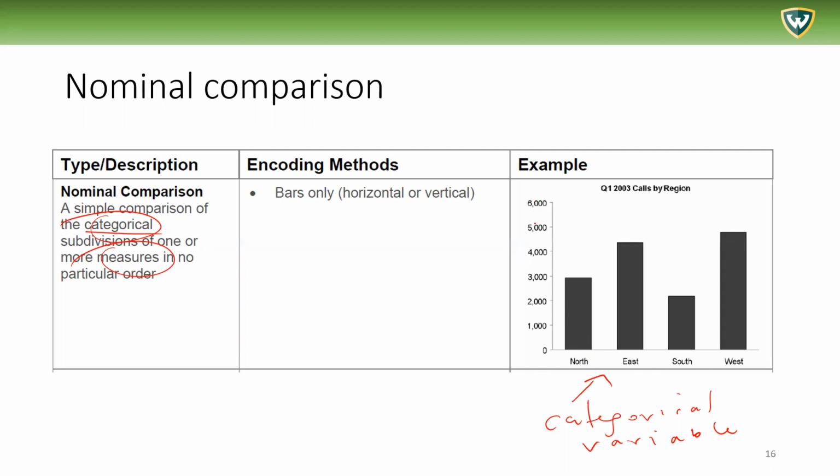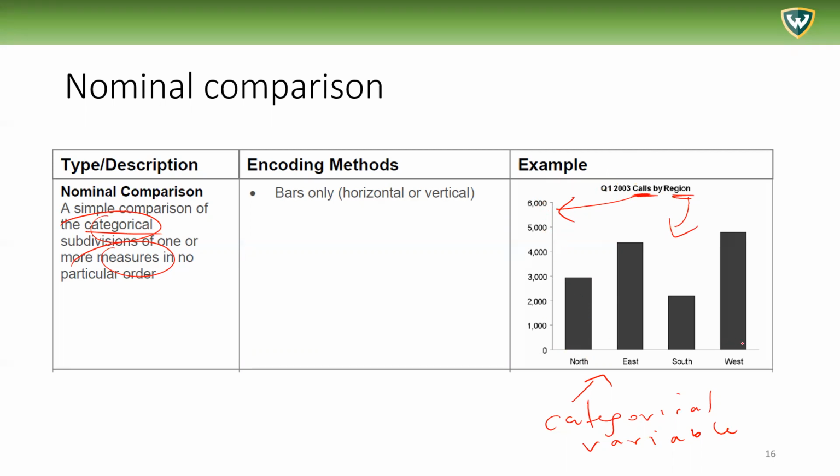But we also have a quantitative variable, which is calls. So calls by region, the region is the category, and then the calls is here. And then of course, focused on Q1 2003. So maybe you had data for Q1, Q2, first quarter, second quarter, but you wanted to visualize just the first quarter. So you did so here. Of course, you could visualize maybe two quarters together and so on.